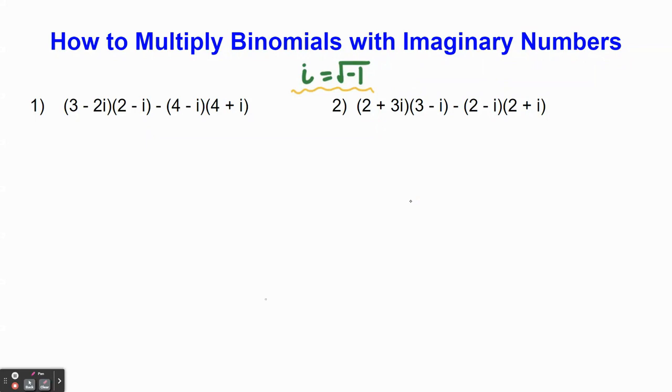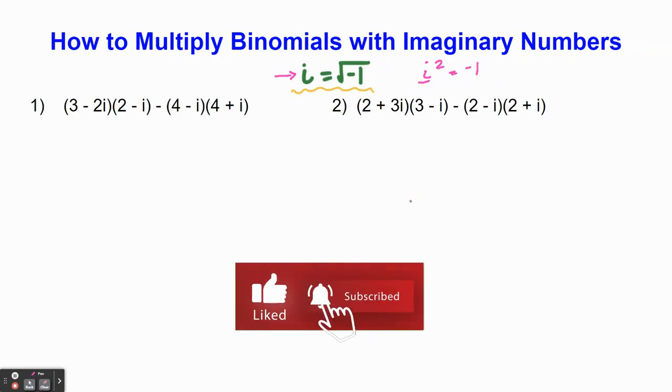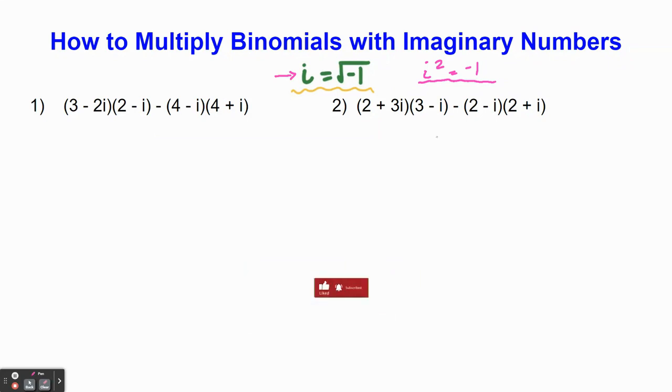In this video, we're going to be multiplying binomials with imaginary numbers. Now, just a reminder, the imaginary unit is i equals the square root of -1, but a lot of times the more useful version of that is i² = -1. We'll be using that along the way.